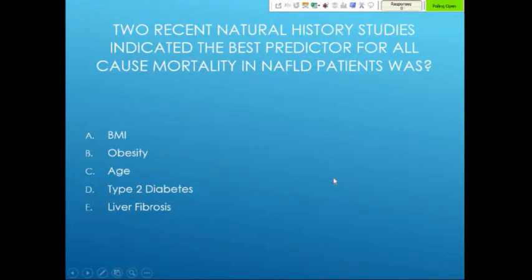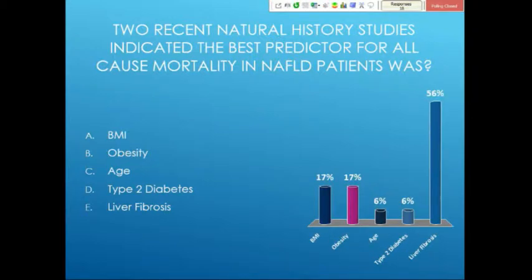Two recent natural history studies indicated the best predictor for all-cause mortality in non-alcoholic fatty liver disease patients was their BMI, obesity, age, type 2 diabetes, or liver fibrosis. Most people feel it's liver fibrosis, and I might have prejudiced you from the first 20 slides that we had, but I would agree with you, it is liver fibrosis. And this was from a retrospective large Swedish study that was published in Lancet recently.